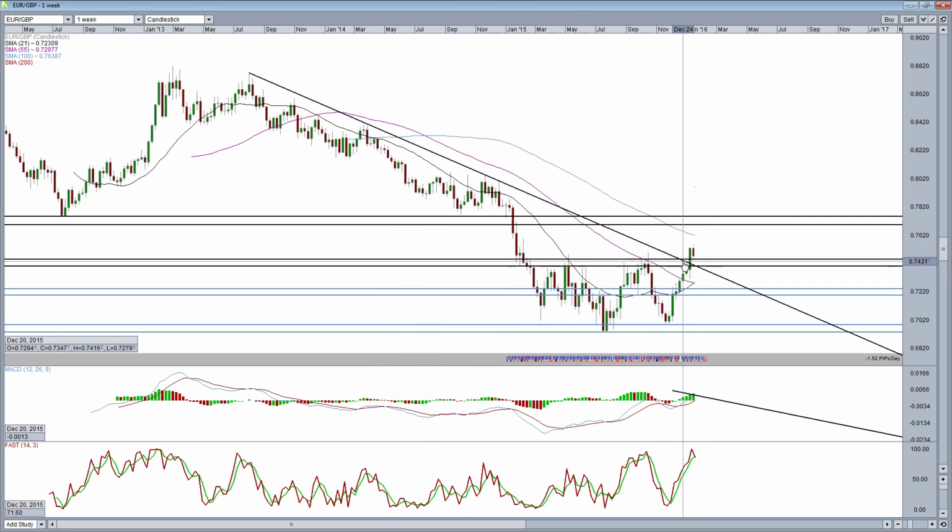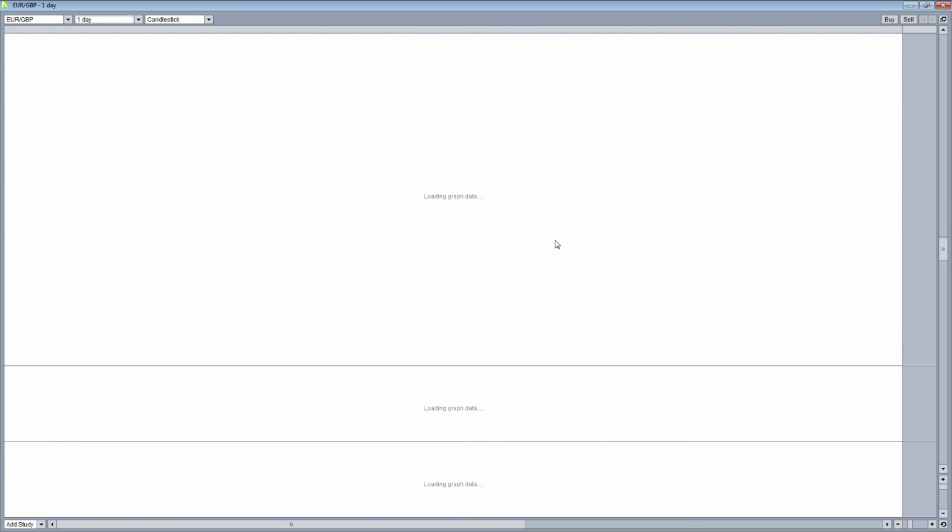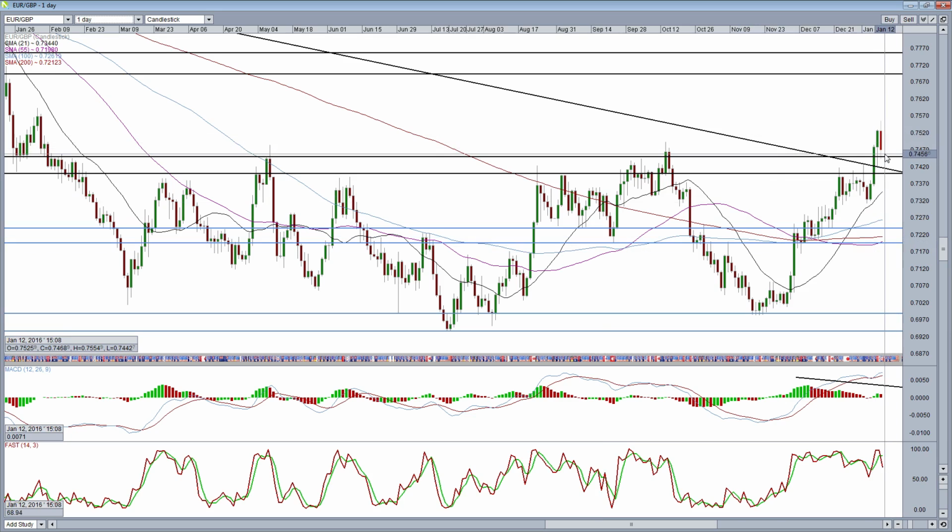For me, now that we've seen this close above here, I do think this is going to be an important level of support for the pair, and I think we could be looking back towards these 77 to 77.50 levels. Again, prior levels of support back in October 2014 and again back in July 2012. But for me, this is still looking quite bullish, regardless of the selling that we've seen in the pair today.